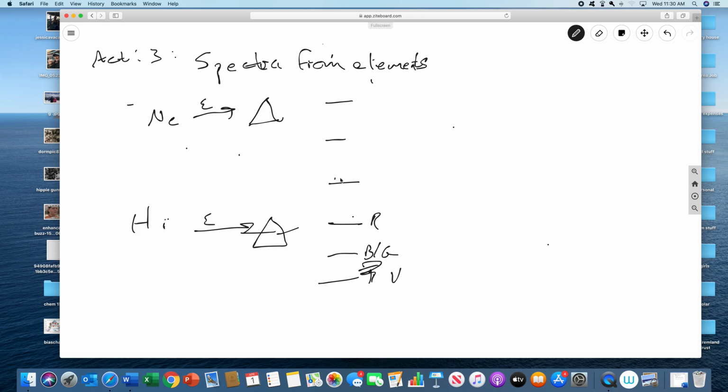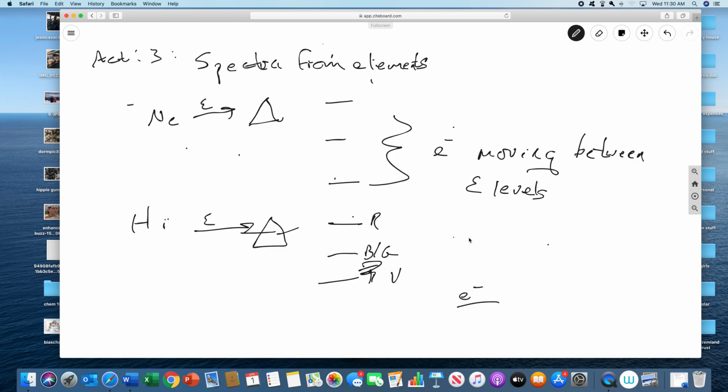And what these lines are caused from, these are due to electrons moving between energy levels. Remember, we talked about electrons live in layers. So if I have an electron here, and it moves up to here, when it moves back down, it will give off light. Right? So all this stuff will show up in these spectra. And what's interesting is that these spectra are like fingerprints. Every element has a unique spectrum.